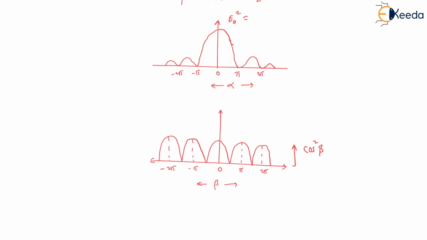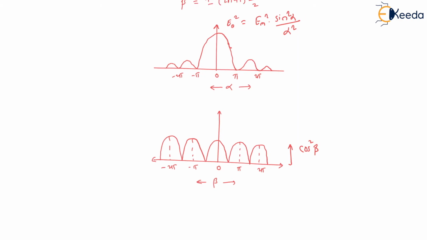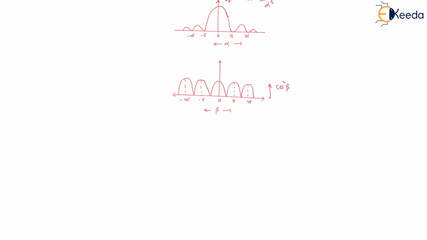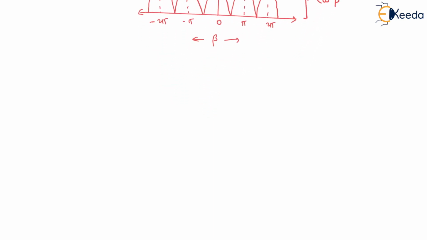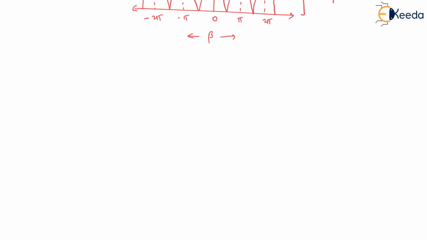That means it is Em square into sine square alpha divided by alpha square. Now we will combine these two graphs, and here we will draw the resultant one. First of all, I'll draw the graph and then we will compare.